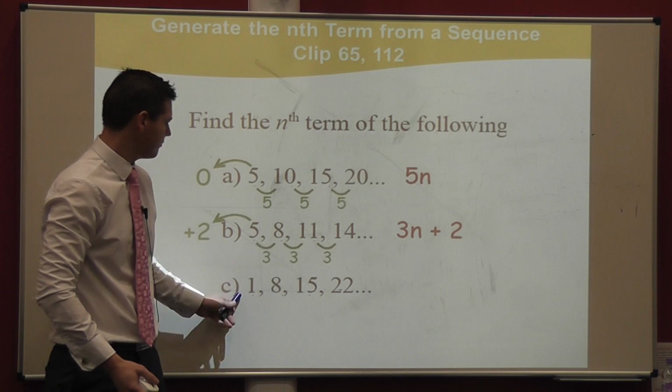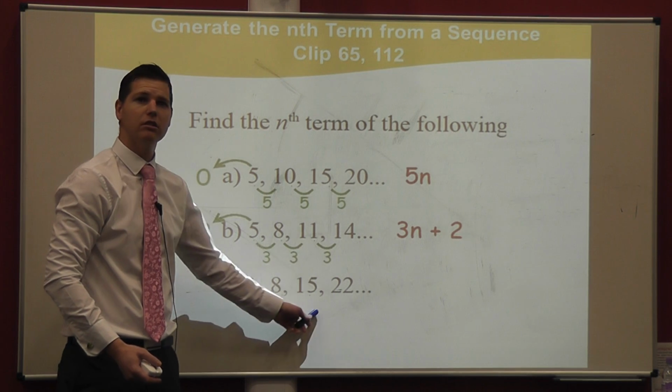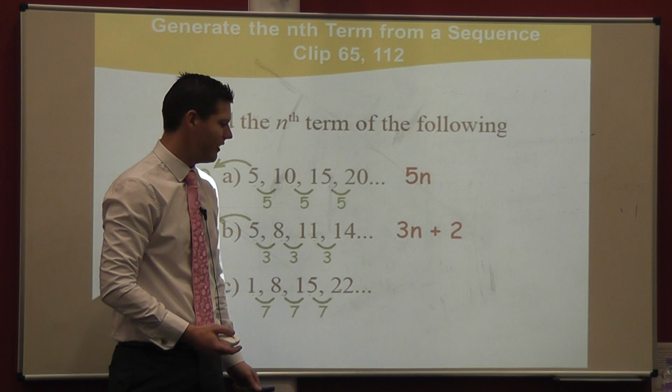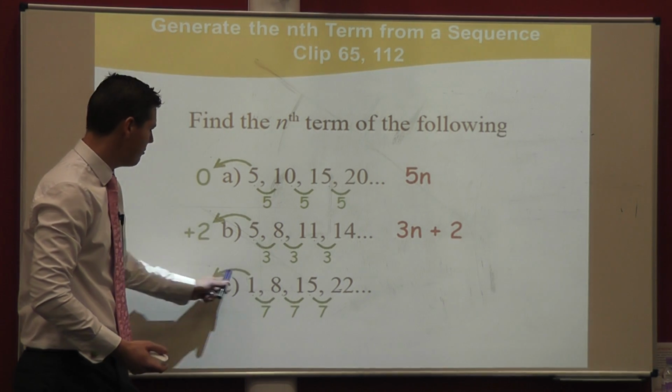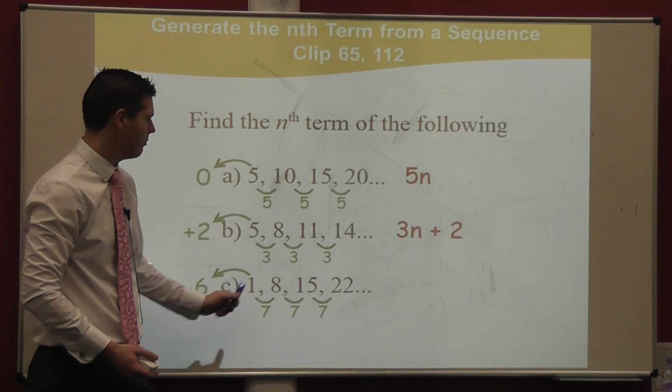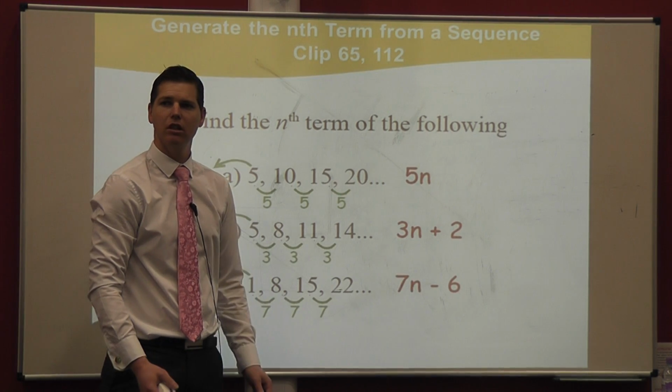The last one, what are we going up by? 7s. So it'll be 7n. And then here we go back and we end up with minus 6 because we've gone back 7. Minus 6, so you end up with 7n minus 6.